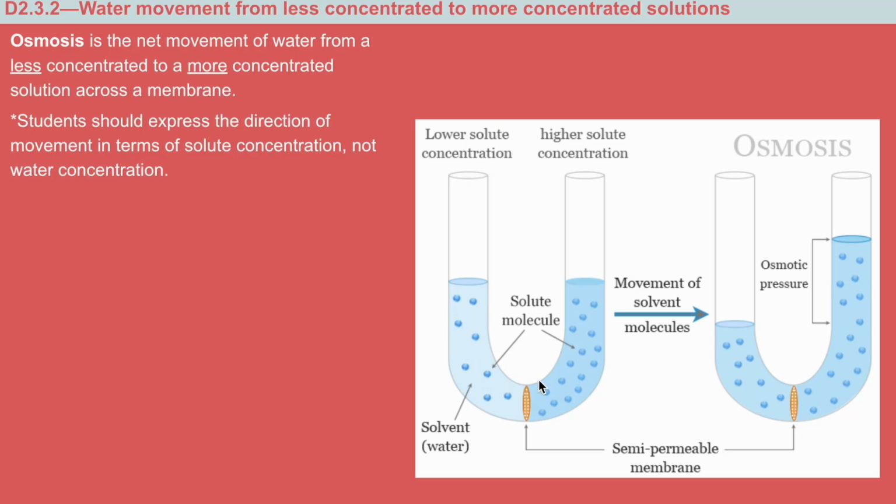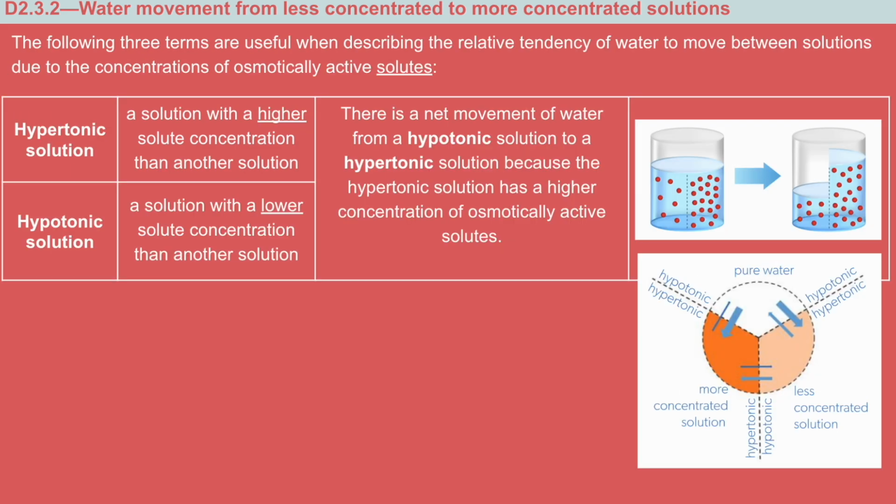And we know that we want both sides to even out their concentrations. So water is going to go from a low solute to a high solute side of the membrane until it's at equilibrium. Now there's still going to be movement of water molecules, but there's no net movement at this point because the concentrations are balanced out on either side.